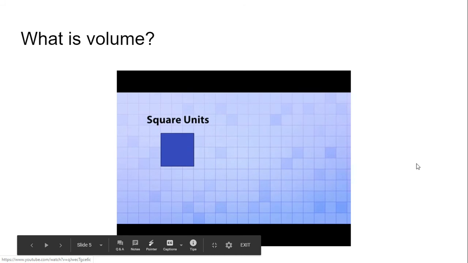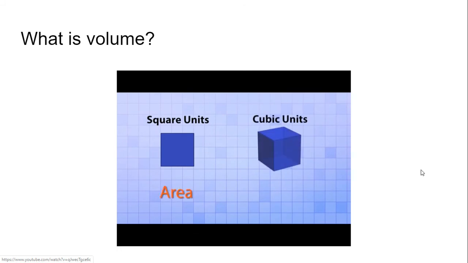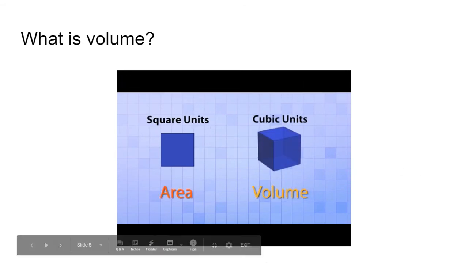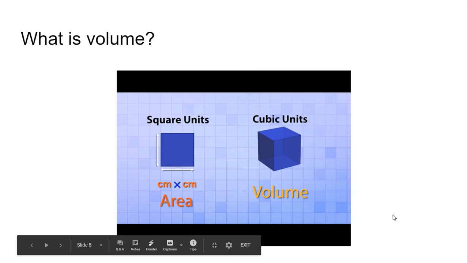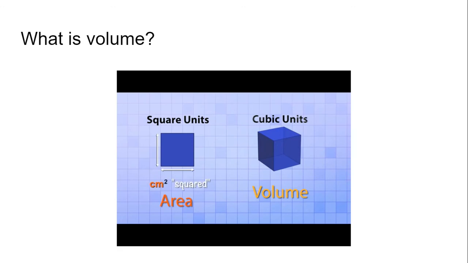So square units are used to measure area, and cubic units are used to measure volume. Since square units are made by multiplying two one-dimensional units together, like centimeter times centimeter, we can abbreviate them using exponent notation, centimeters to the second power, or centimeters squared. And since cubic units are made by multiplying three one-dimensional units together, like centimeter times centimeter times centimeter, we can abbreviate them using exponent notation, centimeters to the third power, or centimeters cubed.